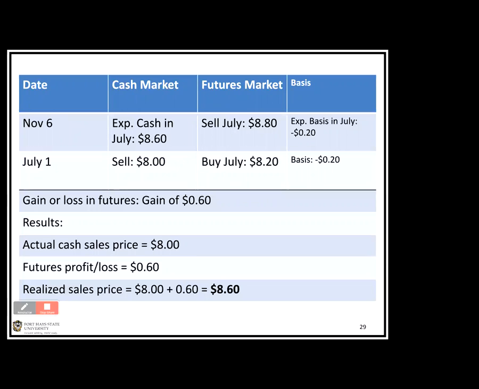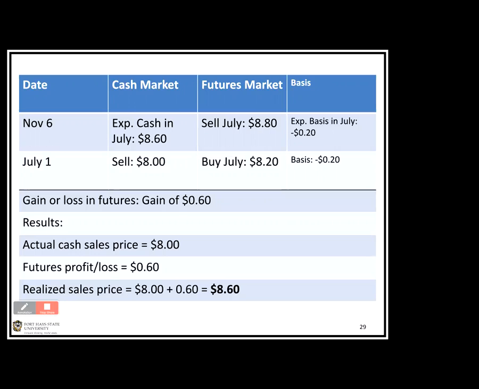Okay, so this is putting it all in a table, and I'm going to draw a lot of these tables throughout the rest of the semester. So if you're having trouble following the PowerPoint bullets, this is the way I prefer to do it. It's called a T-chart diagram. We've got our date over here on the left, cash market, futures market, and basis. So we have those 4 columns, and then we have the different dates when we actually made some transactions, either on the cash or futures.